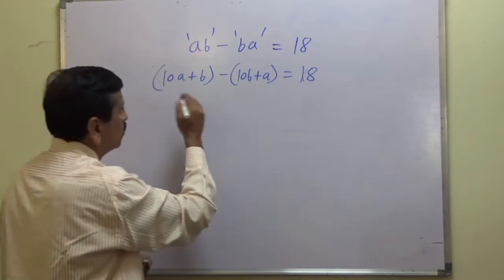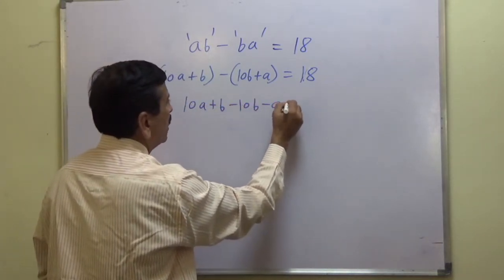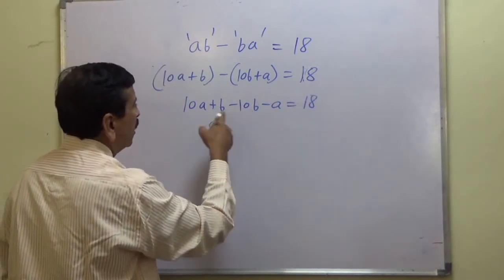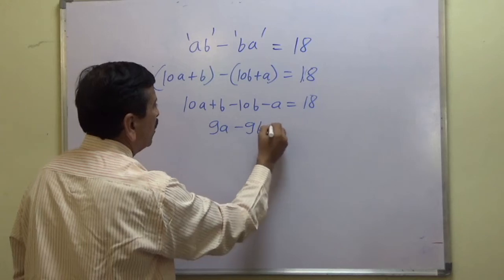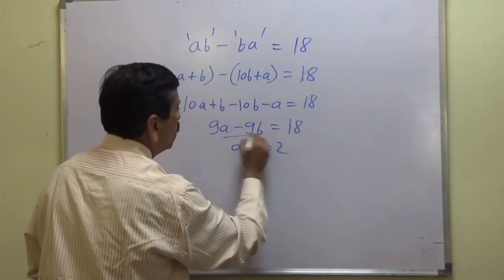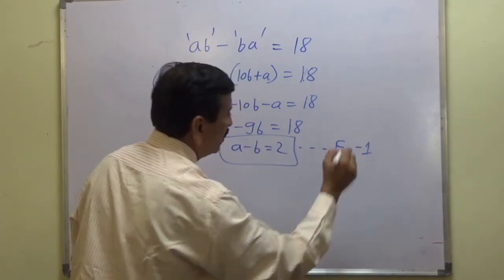It is equal to 18. Now simplify it. 10a plus b minus 10b minus a is equal to 18. 10a minus a, 9a. b minus 10b, minus 9b, is equal to 18. So divide by 9: a minus b is equal to 2. So I got this as equation 1.